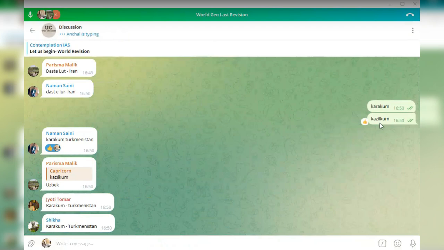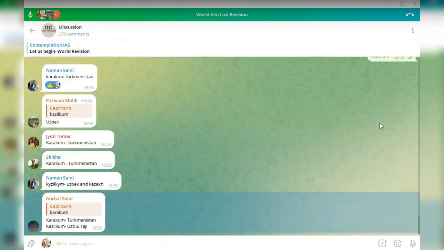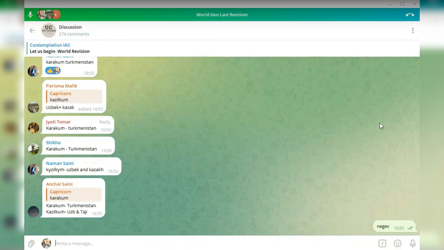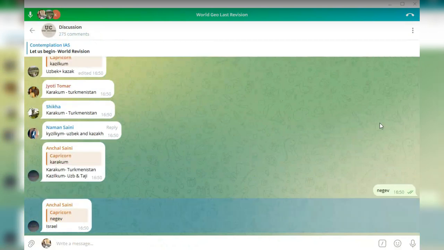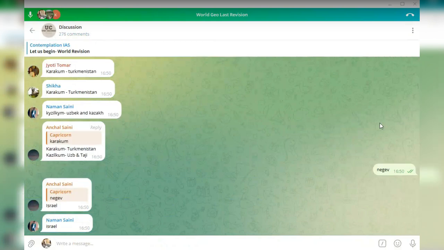And then what is left? Yeah, Negev is left. This one has not been done yet. Answer it. Yeah, Anchal, correct. Naman, Shikha, Jyoti, Parisma, every one of you is correct. Israel. Okay, Negev is in Israel.